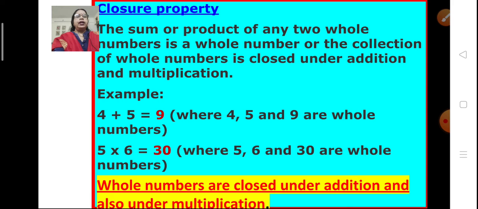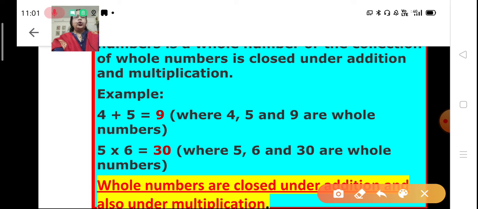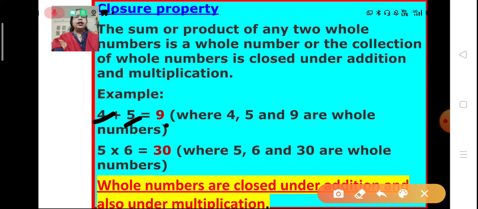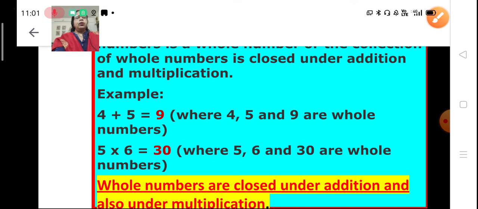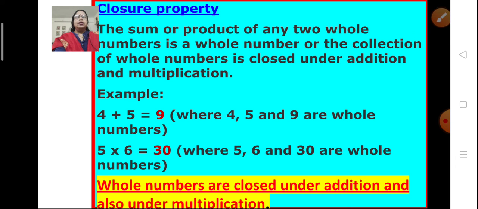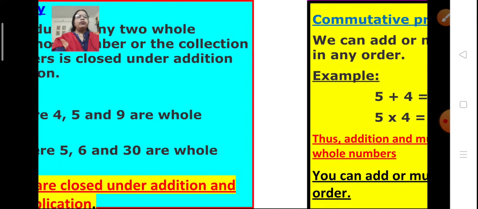We can say that the collection of whole numbers is closed under addition and multiplication. Here we have examples. When we add two whole numbers like 4 and 5, we get 9. 4 and 5 are whole numbers, and their sum 9 is also a whole number. Similarly, when we multiply two whole numbers like 5 and 6, we get the product 30, also a whole number. So when we add or multiply two whole numbers, we get the sum as a whole number, and also the product as a whole number. This is the closure property of whole numbers.